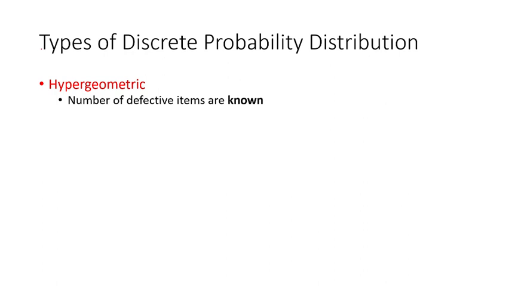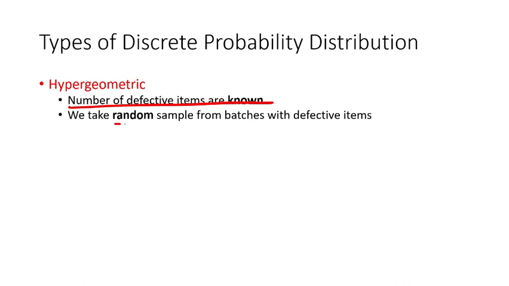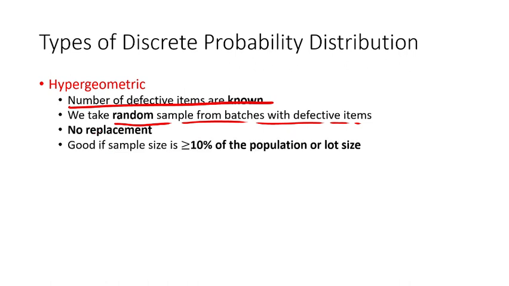In this recording I will talk about the hypergeometric distribution. It is used when we know the number of defective items. We take a random sample from a batch with defective items, so we are selecting the sample randomly. There is no replacement, which means that if you select a sample item you don't put it back, you just take more and more.